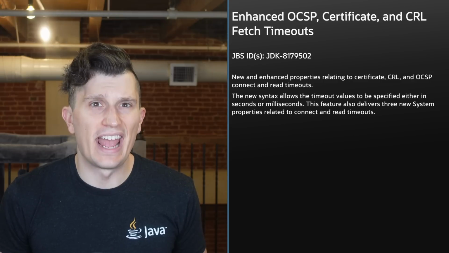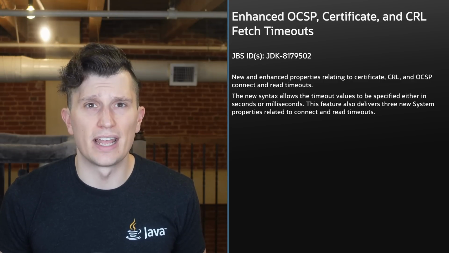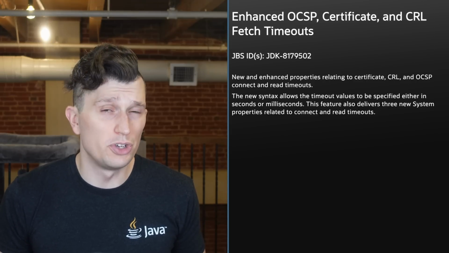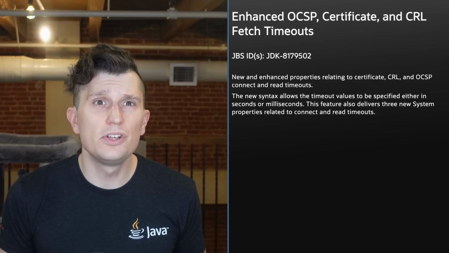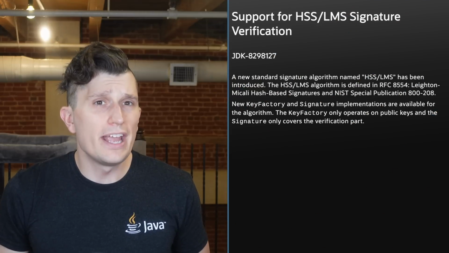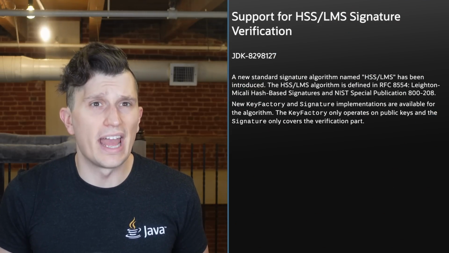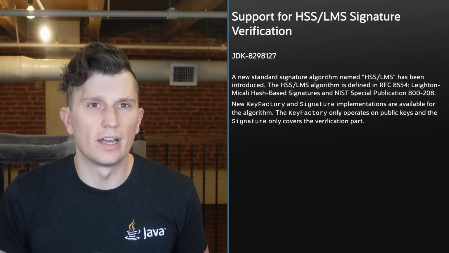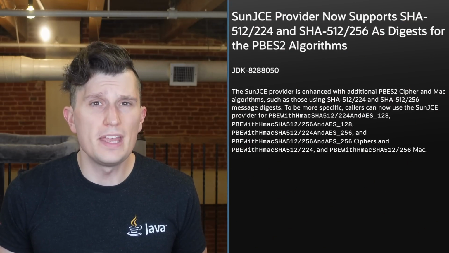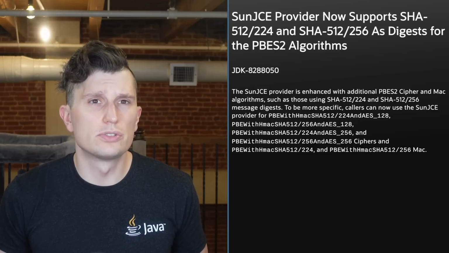New properties and an enhanced syntax have been added for certificate, CRL, OCSP connect, and read timeouts. This is a fairly involved change, and you either do care about it or don't. For those that do, be sure to check out the JBS issue for additional details. The HSS/LMS signature verification as defined in RFC 8554 is now supported. The SunJCE provider is enhanced with additional PBES2 cipher and MAC algorithms, such as those using SHA-512/224 and SHA-512/256 message digest, specifically these new algorithms.